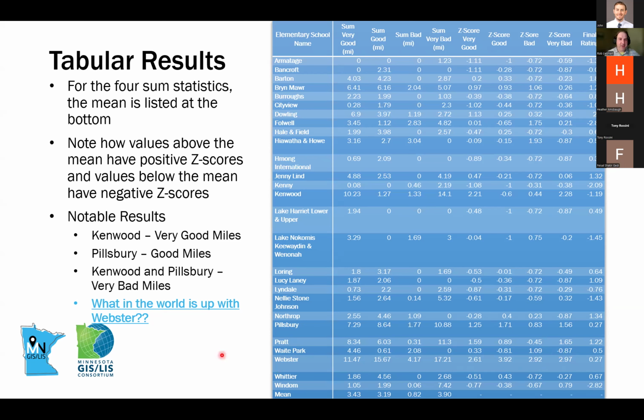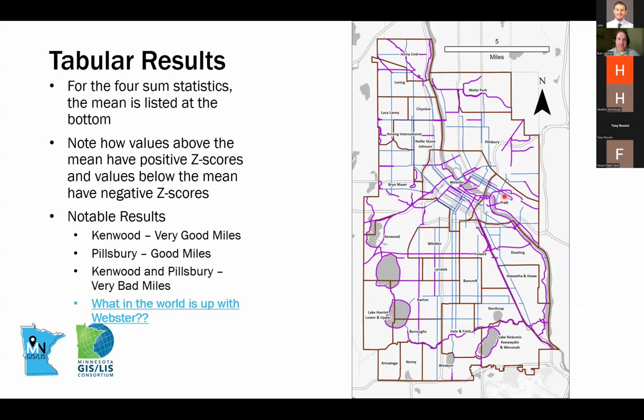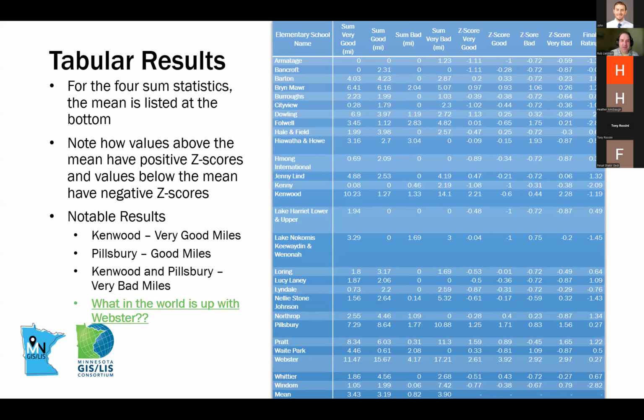Something you may or may not know is that Webster's assigned attendance zone covers all of downtown Minneapolis. So if you can see the word Webster tucked right in the middle here, every single piece of bike infrastructure in downtown Minneapolis has gotten counted towards Webster Elementary. Hence, lots of purple and blue miles of bike infrastructure.